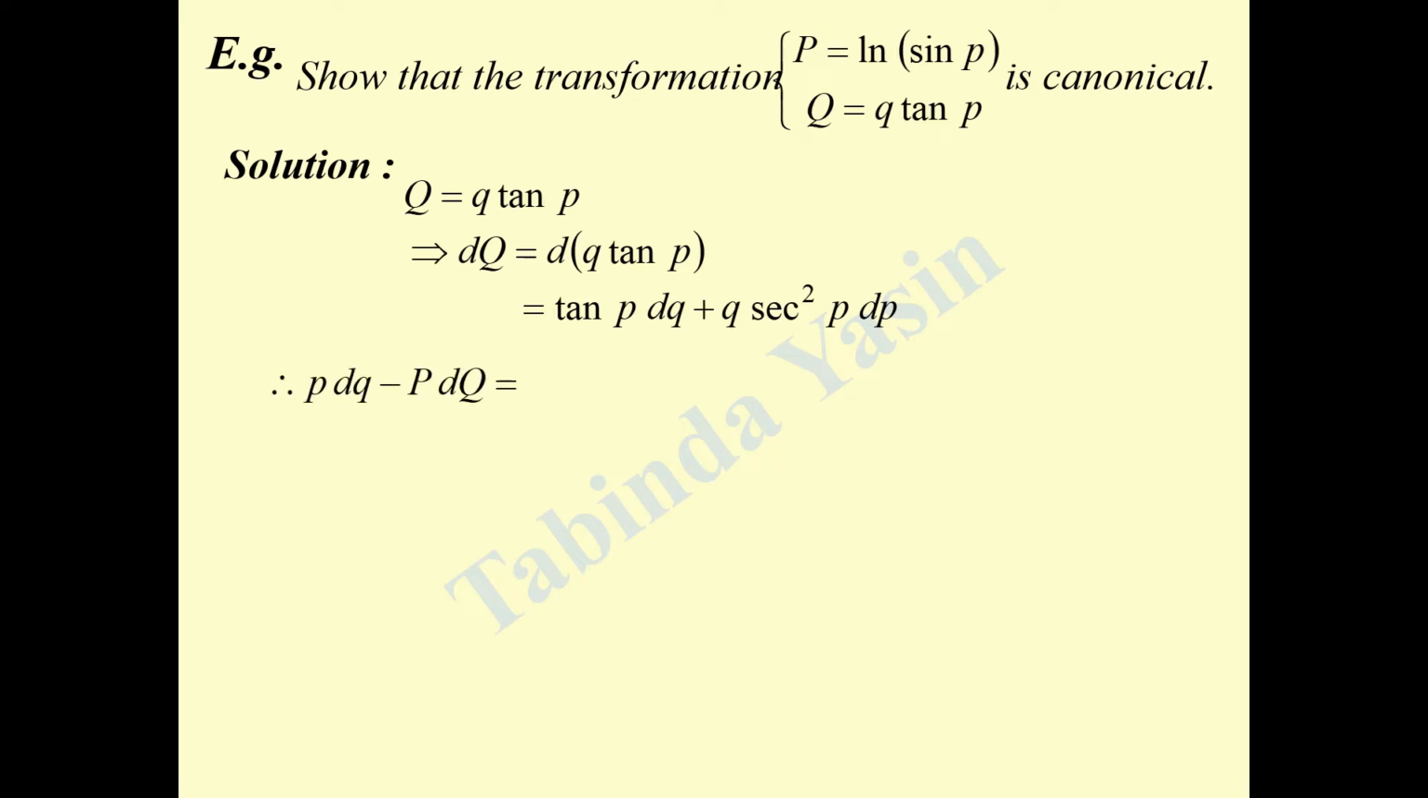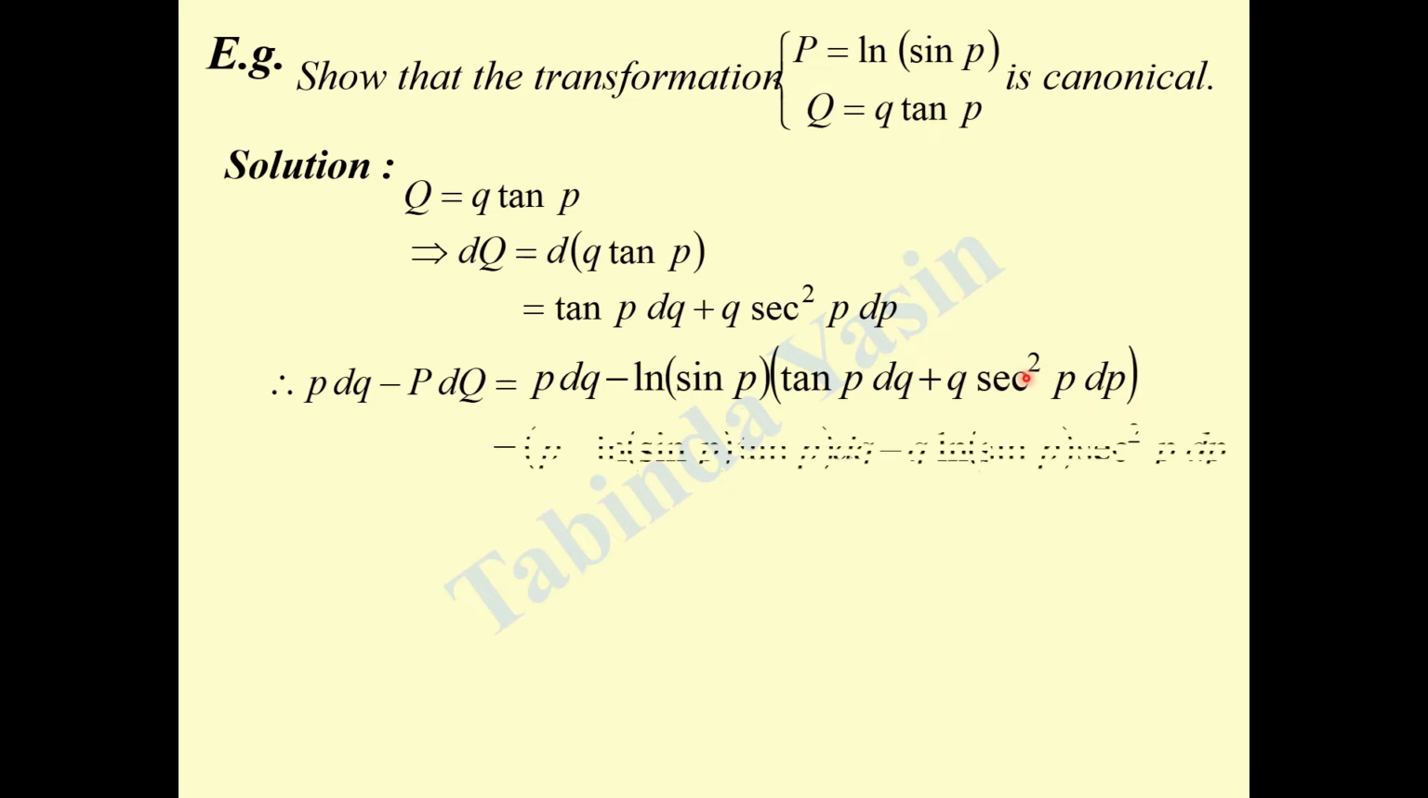As we know, p dq minus P dQ should equal a perfect differential. Substituting the value of P, we have log of sin p into dQ, and then substituting the value of dQ, we have tan p dq plus q secant square p dp. Then rearranging the equation, we have (p minus log of sin p tan p) dq minus q log of sin p secant square p dp.